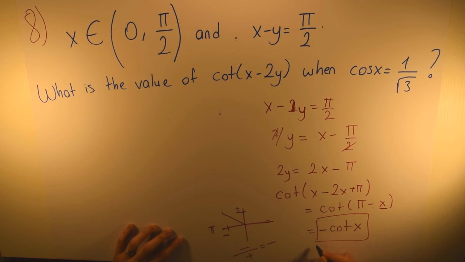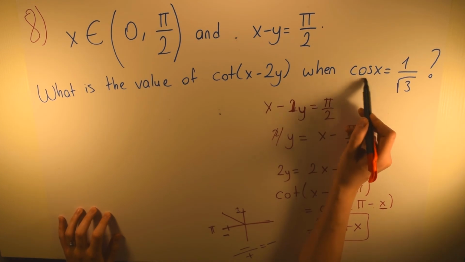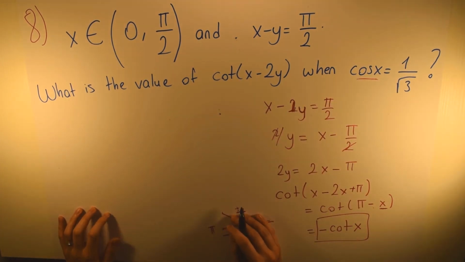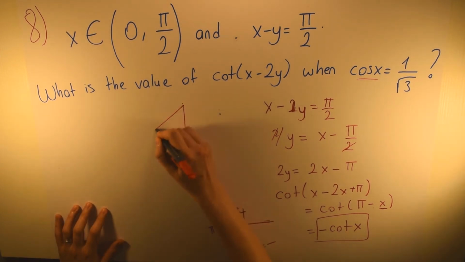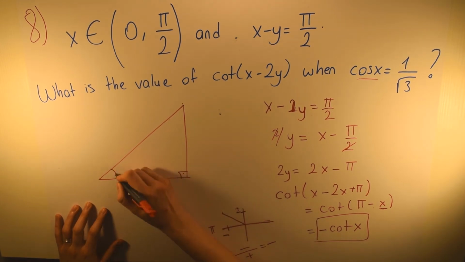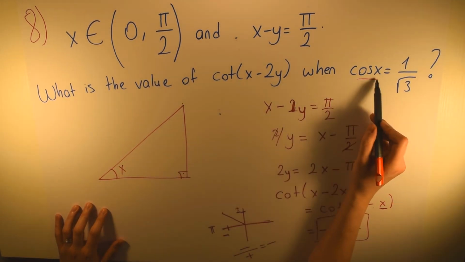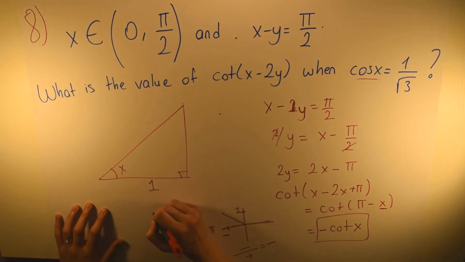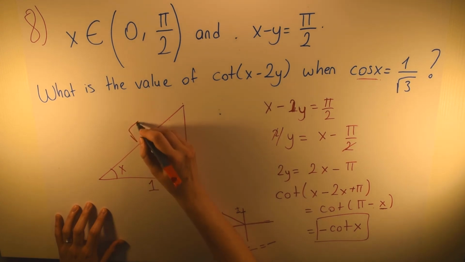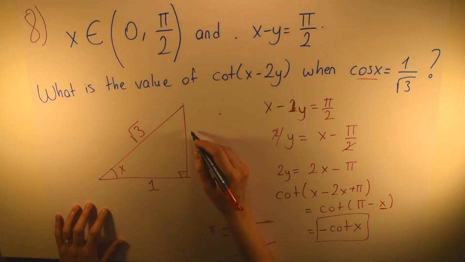So actually we need to find the value of minus cotangent x. After this, everything is much easier because we know the value of cosine x. So what should we do? We should draw our right triangle. Let's do that. When I draw my right triangle here, let's say this is our angle x. I know cosine x is equal to 1 over square root of 3, so cosine is the adjacent side, which is here, 1 over the hypotenuse, so here is square root of 3. So let's find the length of this side. Let's say it's a.